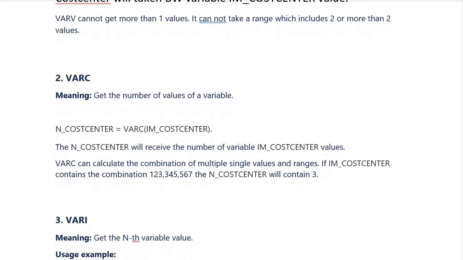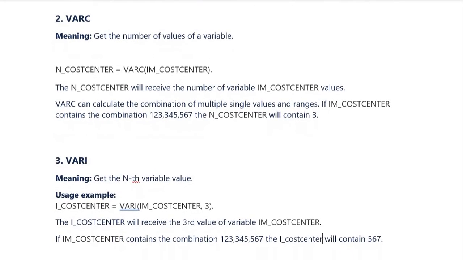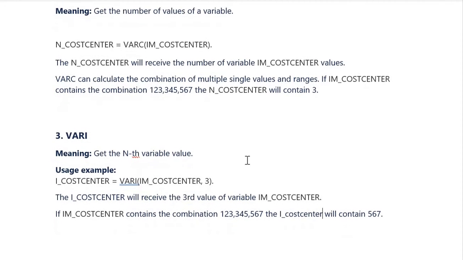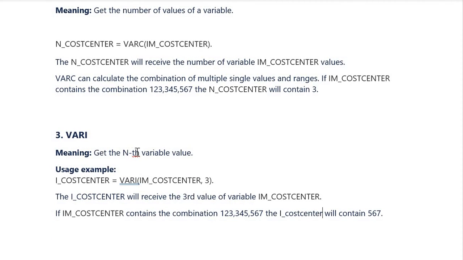So now coming to the last one, that is VARI. Here it will get the nth variable value. If I show the example like I cost center equal to VARI IM cost center 3, the I cost center will receive the third value of the variable IM cost center.